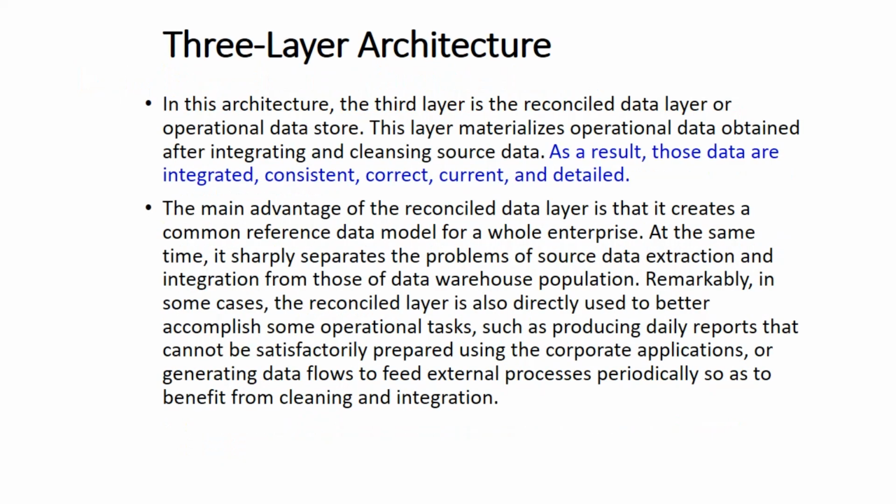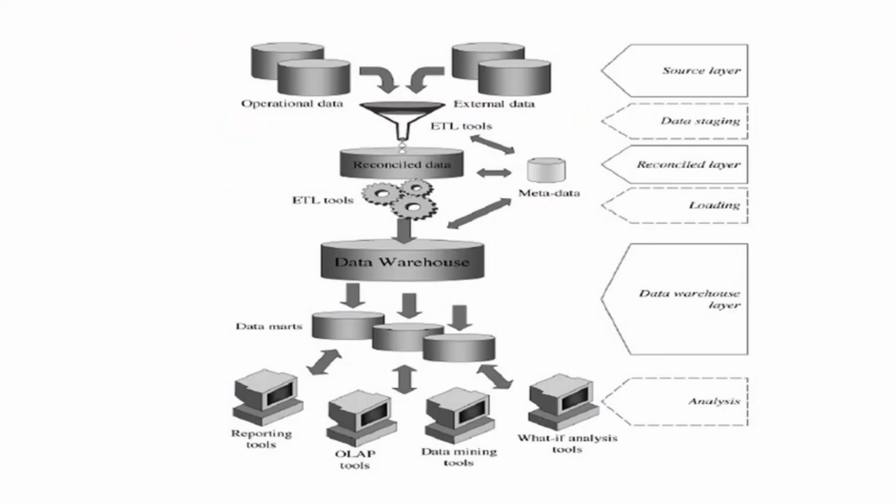Now there are 3 layer architecture. So what is this 3-layer architecture? If you see this, the source layer where you have the data staging, release and then loading is nothing but the ETL process. Then it comes into the data warehouse, where you do this ETL process, extract, transform, load, using what? ETL tools.